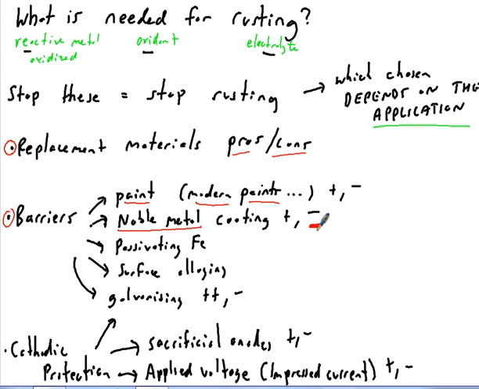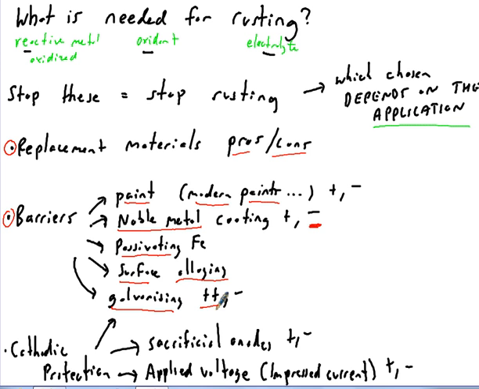There's a strategy called passivating the iron, where you paint a certain acid onto the iron to make the surface protected from corrosion. You can do something called surface alloying, and this is actually mentioned in the syllabus. It's something you do need to know about. What is surface alloying? How does it work? What's good about it and what's not so good about it? And the last type of barrier you need to talk about is galvanizing.